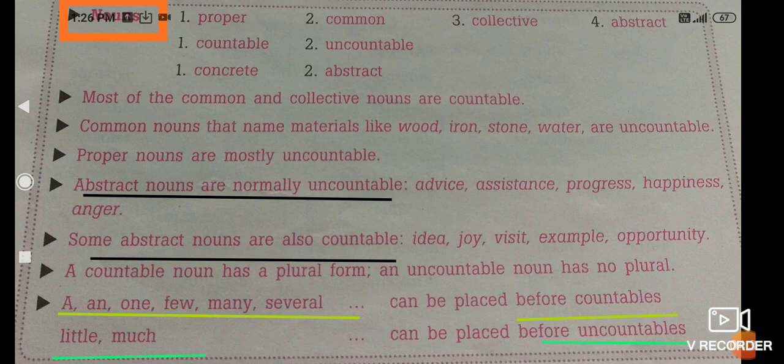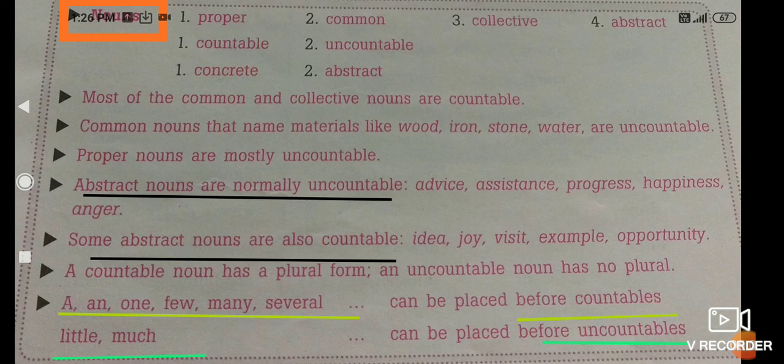Proper nouns are mostly uncountable because they are one of their kind. Abstract nouns are generally uncountable, but there are some abstract nouns which we can count, like idea. I have an idea. So here it is countable. So it depends on the thing or object whether we can count it or not. A countable noun has a plural form, but an uncountable noun has no plural form.